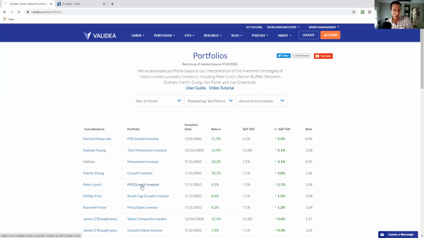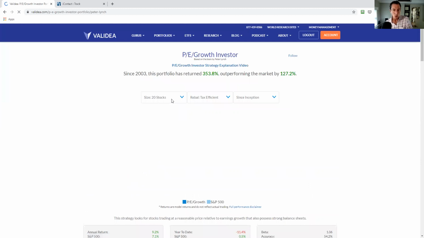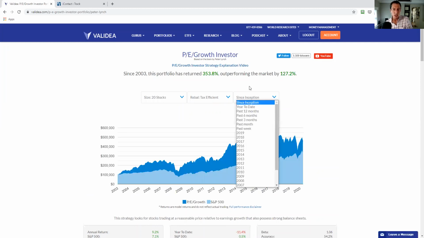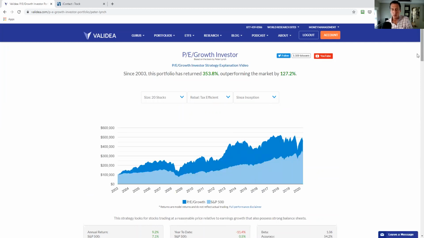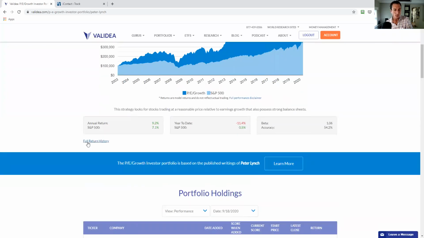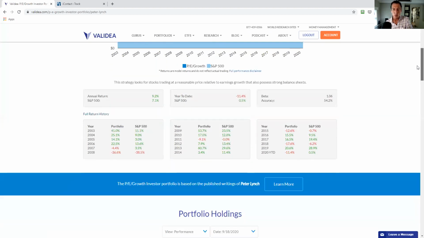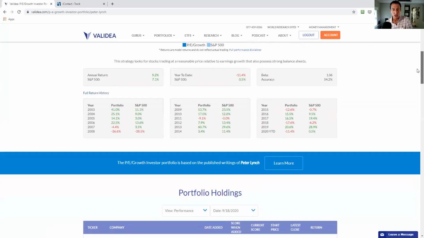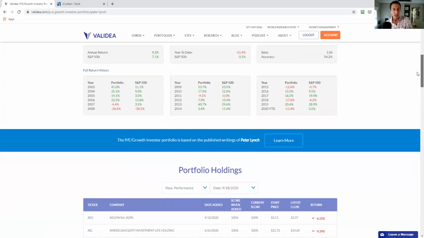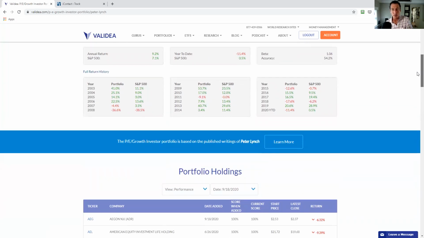What happens when you click in? Here we're looking at the Peter Lynch 20 stock tax efficient model portfolio, and we're looking at its performance since inception. We can again change that to see the long-term performance chart back to '03. I just hit this little button right here. It says full return history. You can see the full return history of the portfolio. You can see the years it's shined, and you can see the years that it's underperformed.